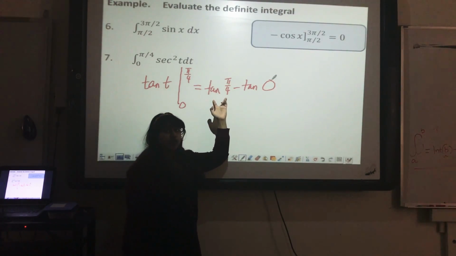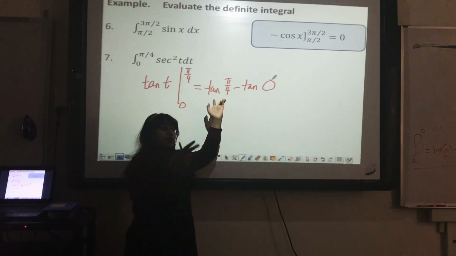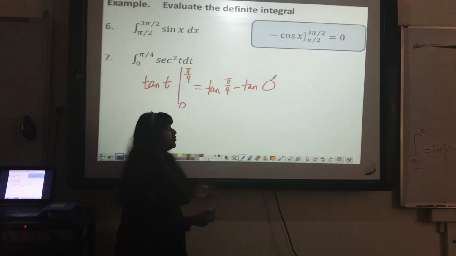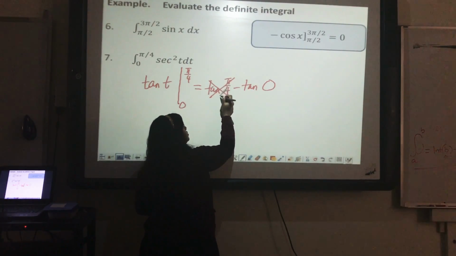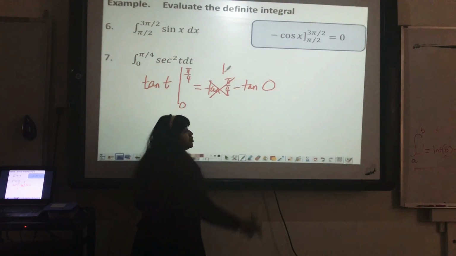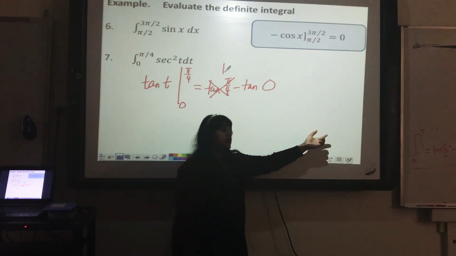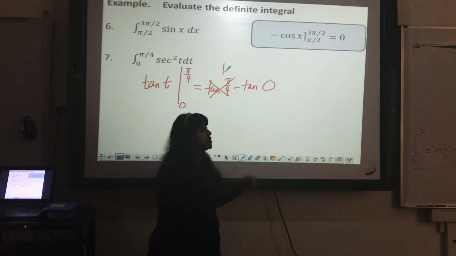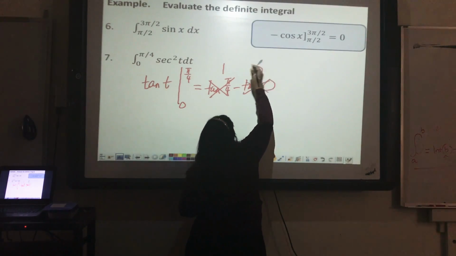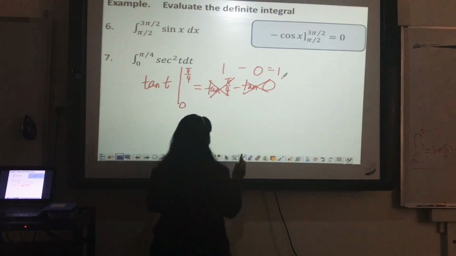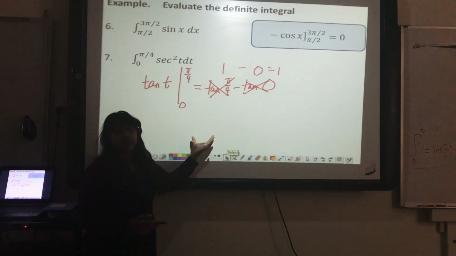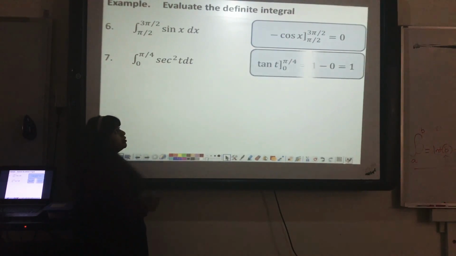Well, the tan of pi over 4 is going to be square root of 2 over 2 over square root of 2 over 2, so something over itself is just 1. This is 1. And then the tangent of 0 is going to be 0 divided by 1, so it's just 0. So of course 1 minus 0 just gives me 1. If I want to double check that work, there it is. Ta-da, got the correct answer.